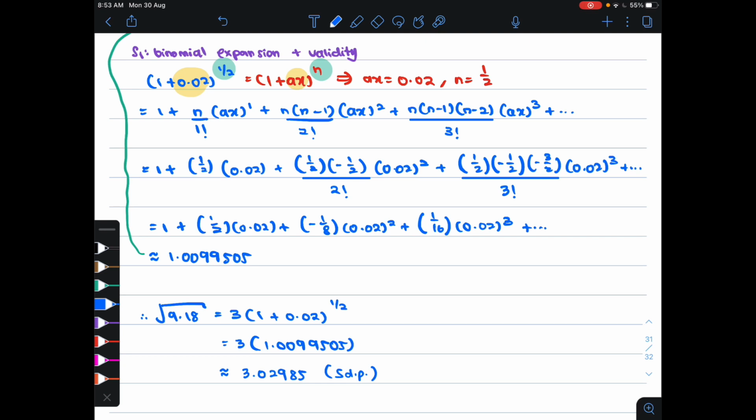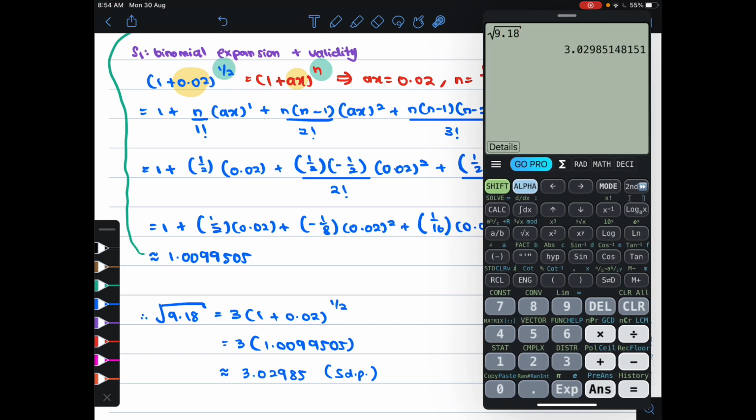Do not forget to check with your calculator. Find what is the value of square root of 9.18. Using calculator, the answer is this one. Therefore, by comparison, you can see that the value that we got from calculator is the same as the value that we got using binomial expansion. This means that the answer that we got here using binomial expansion is correct.